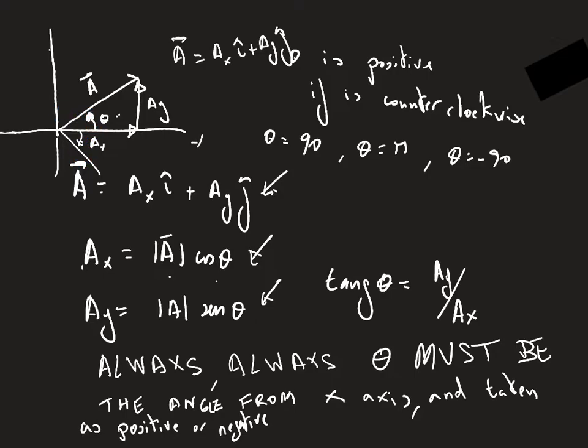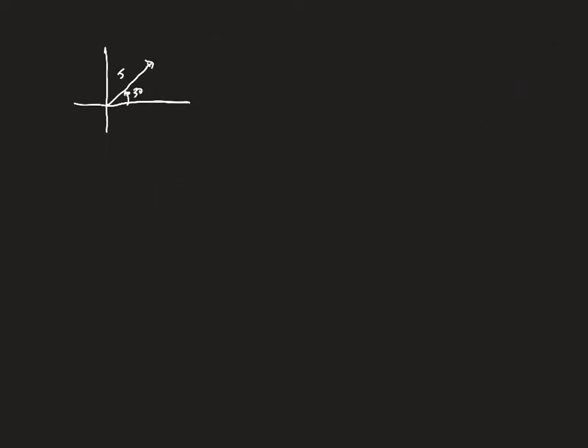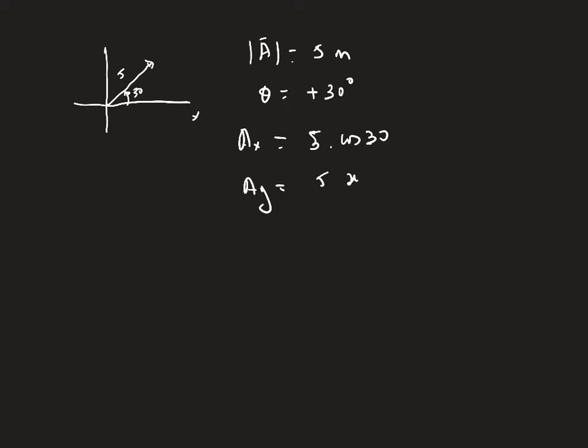Okay, so two examples will clarify this idea. Let's make one example. Suppose this problem: we have a vector A, whose magnitude A is 5 meters. Let's say it's a displacement vector, and the angle it makes with the x-axis is plus 30 degrees. What is AX? Very easy. AX is the magnitude of A, 5, times cosine of 30. What is AY? AY is 5 sine of 30.